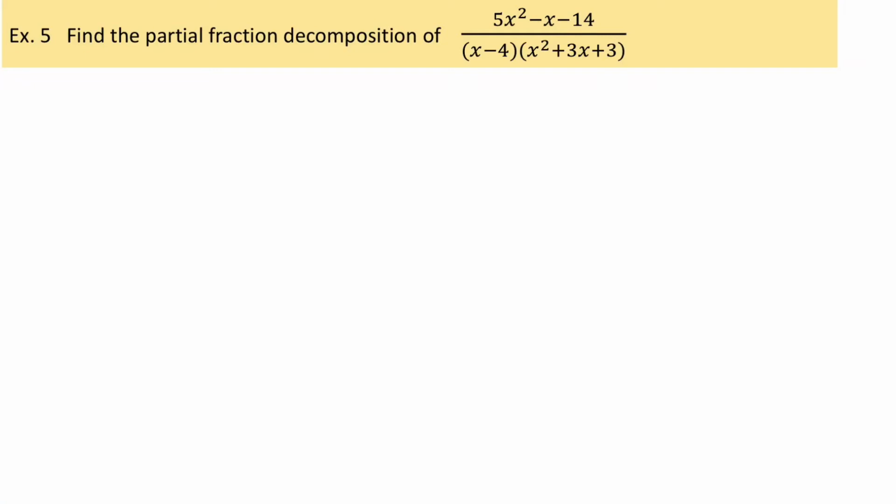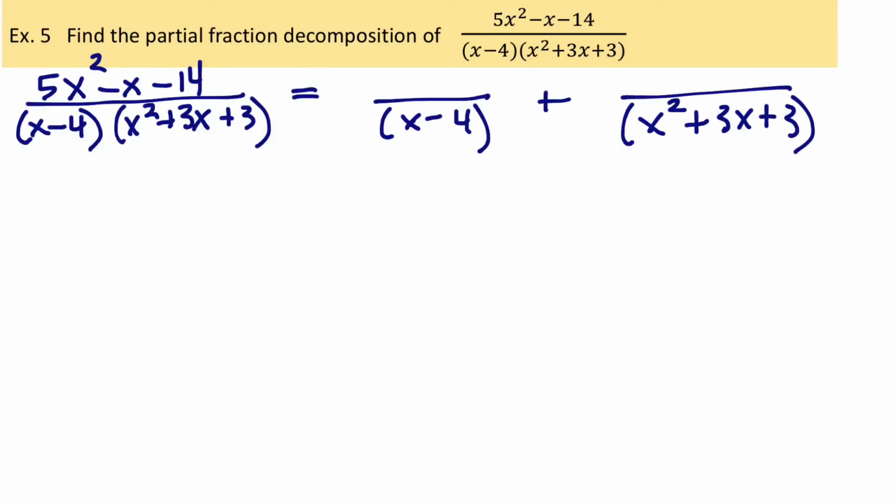Our final example here. So I'm going to decide whether these are irreducible factors in the denominator. This clearly can't be factored. Now if you tried to factor x squared plus 3x plus 3, you could prove to yourself that it's not factorable. So this is considered an irreducible quadratic factor. So let's set this up. So I've got this set up here.